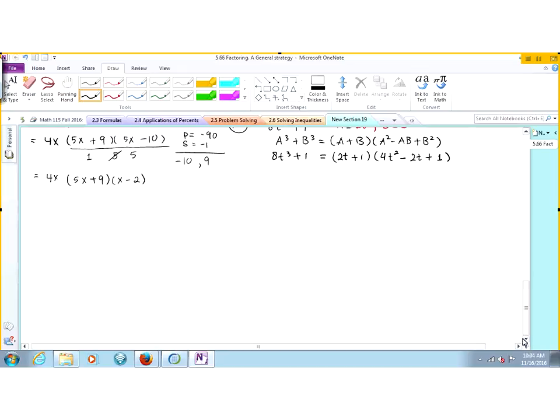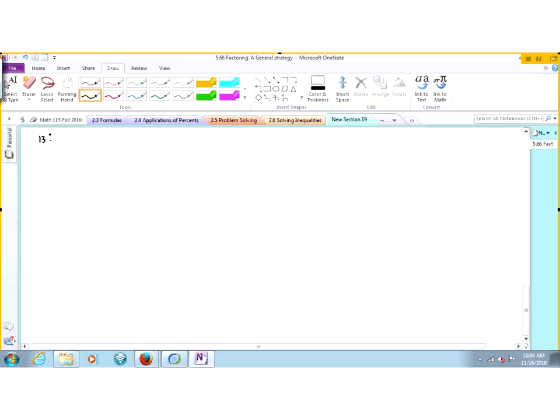Okay, so what about this? This is grouping. Number 13: 2x squared minus 4x plus xz minus 2z. Okay, guys, two more. Number 14: 3x squared plus 13xy minus 10y squared. Yes, that is xz and minus 2z.